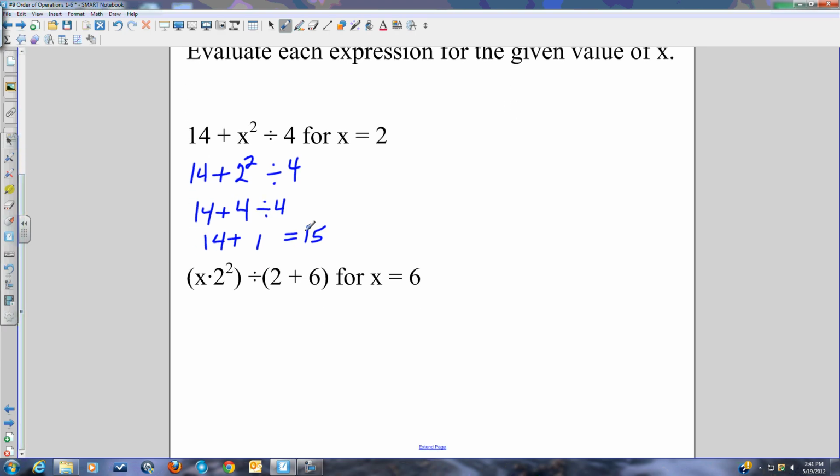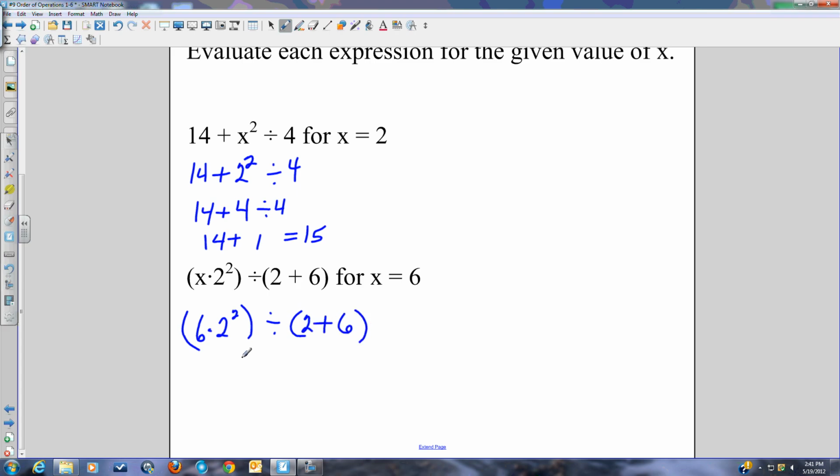Moving on. We have another substitution problem. X is 6 in this case. So let's substitute 6 for x. So we have 6 times 2 squared in parentheses divided by 2 plus 6 in parentheses.